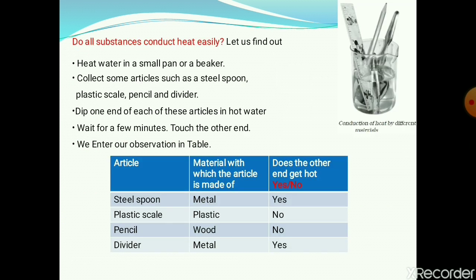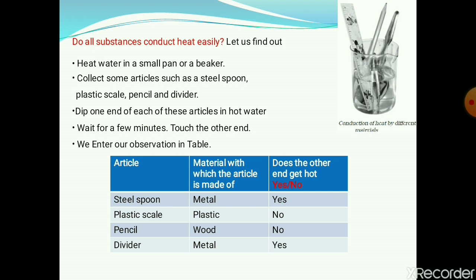Do all the substances conduct heat easily? Let us find out. Heat water in a small pan or a beaker. Collect some articles such as a steel spoon, plastic scale, pencil and divider. Dip one end of each of these articles in hot water. Wait for a while. Touch the other end. We enter our observations in the table.